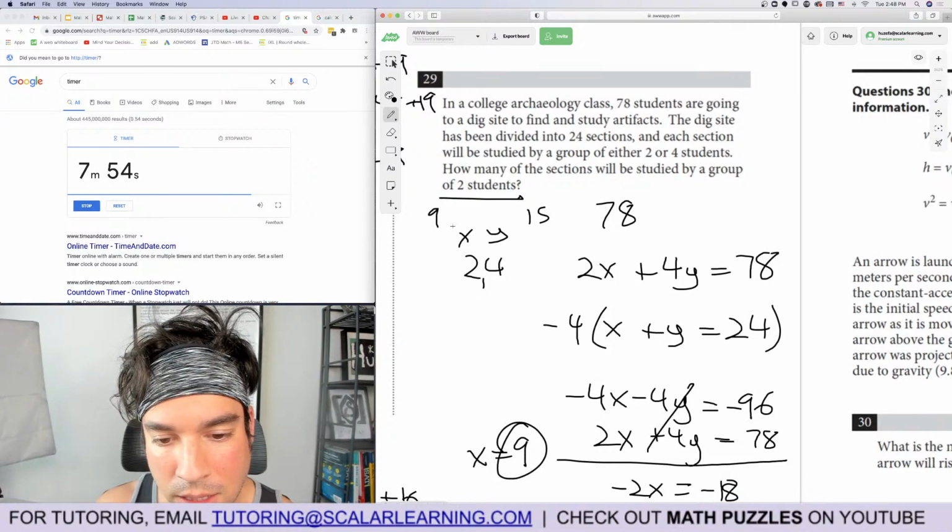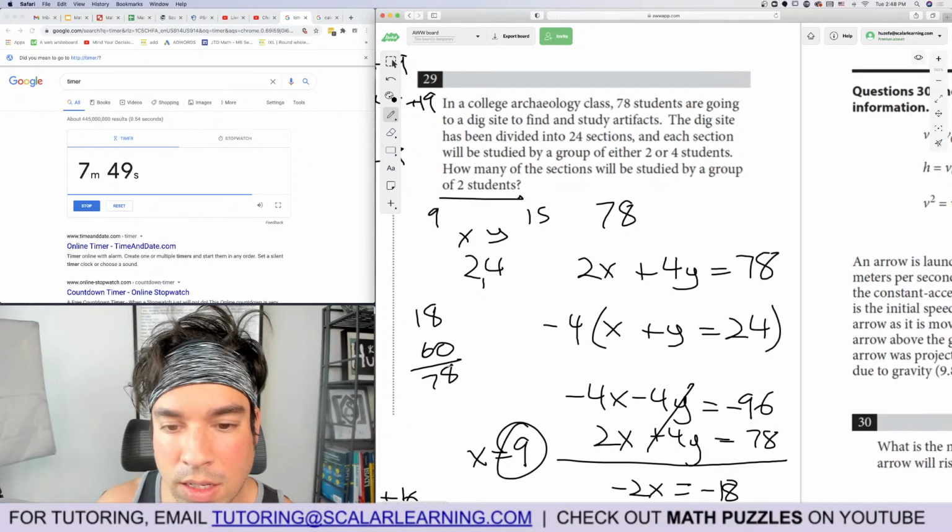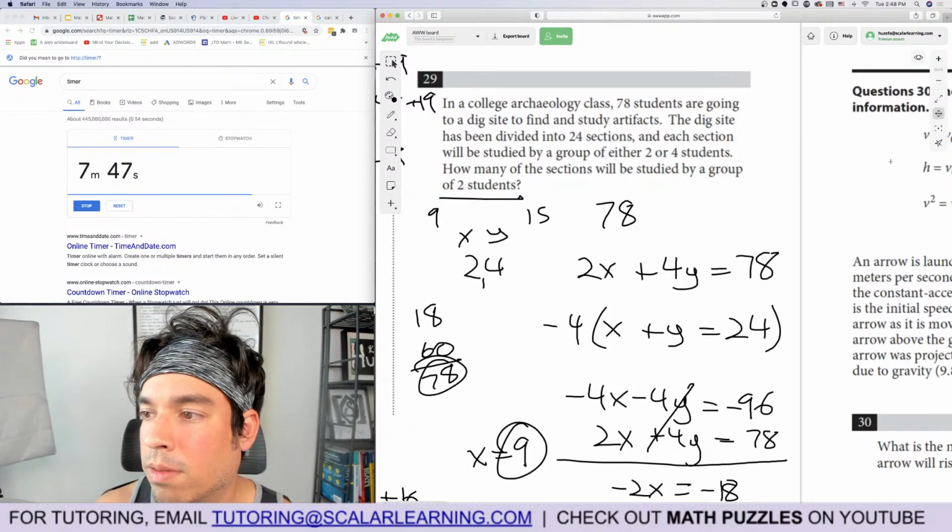Just double check the math. 9 times 2 is 18. 15 times 4 is 60. That is 78. Okay.